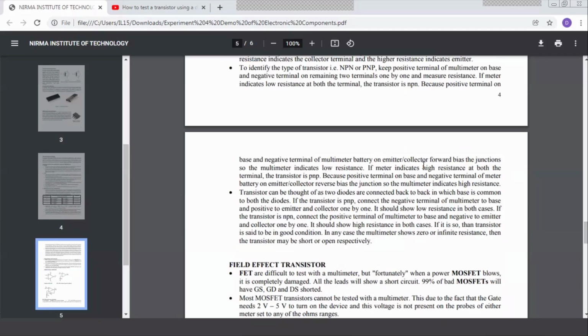If the meter indicates high resistance at both the terminals, the transistor is PNP, because positive terminal on base and negative terminal of meter battery on emitter and collector reverse bias the junction. So the multimeter, just like we checked for the diode, if low resistance is coming then it is a forward bias junction, and if high resistance is coming then it is a reverse bias junction. So you can check the polarity, okay?